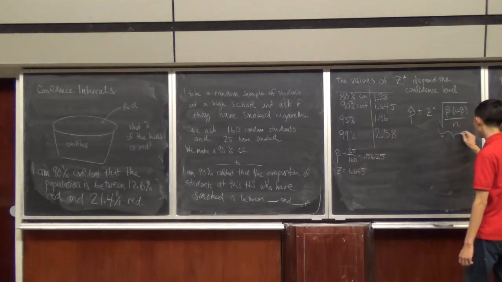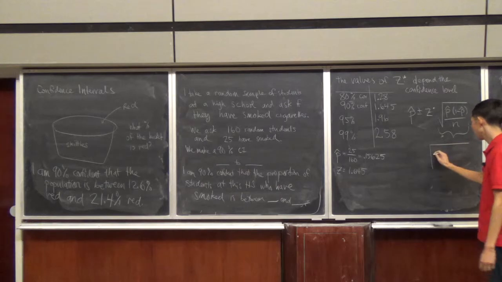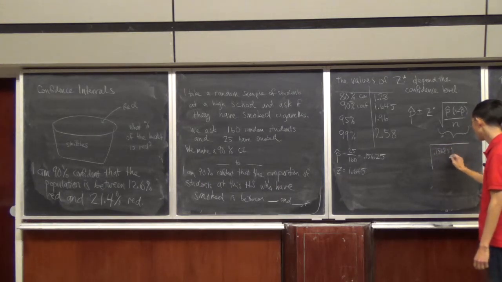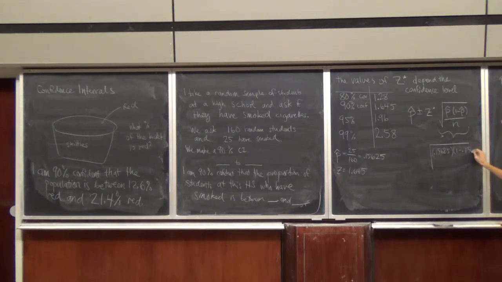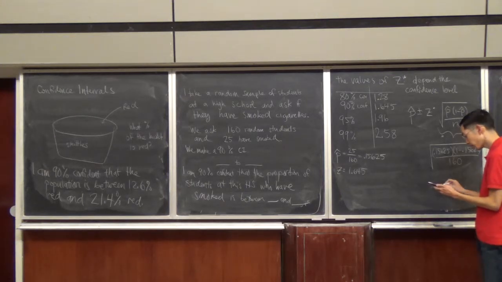Our standard error, this part turns into 0.15625 times 1 minus 0.15625, divided by 160. Would you be able to round it to 0.16? I would leave at least 3 or 4 decimals. I'm getting 0.0287.